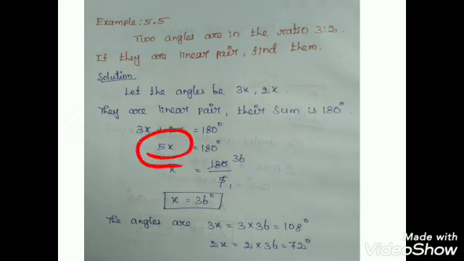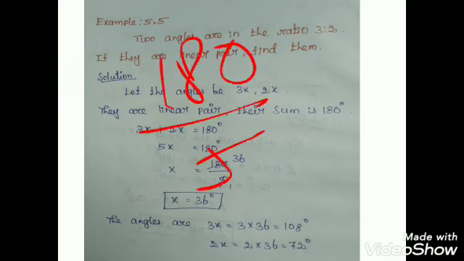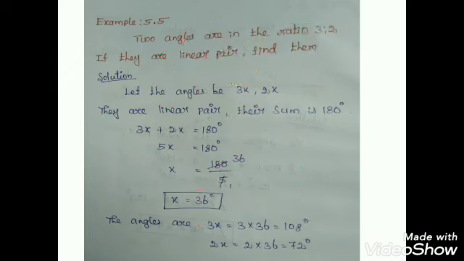Here 5 and x both are multiplying. So take opposite side, it is divided. So 180 divided by 5. 1 5s are 5. 3 5s are 15. Balance 3. 6 5s are 30. So 36. X equal to 36. So the angles are 3x and 2x. So 3 into 36 is 108. 2 into 36 is 72. Do you understand, students?